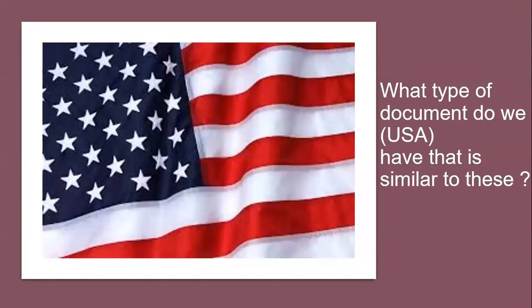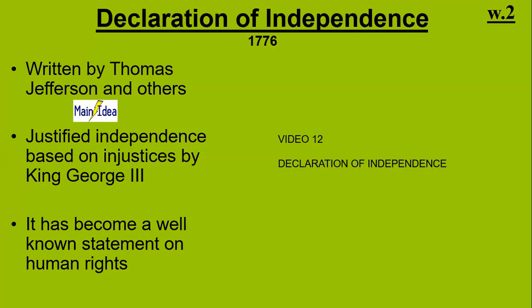Now, we're talking about all these overseas documents. What type of document do we have in America that is similar to these? And to be perfectly honest, they're kind of a copy of these other documents. Of course, it's the Declaration of Independence. It was written by Thomas Jefferson in 1776, and it basically said that we were being treated very poorly by King George III. I want you to watch this video on the Declaration of Independence. It basically says we're upset, we're tired, and we're breaking loose. It's kind of funny.